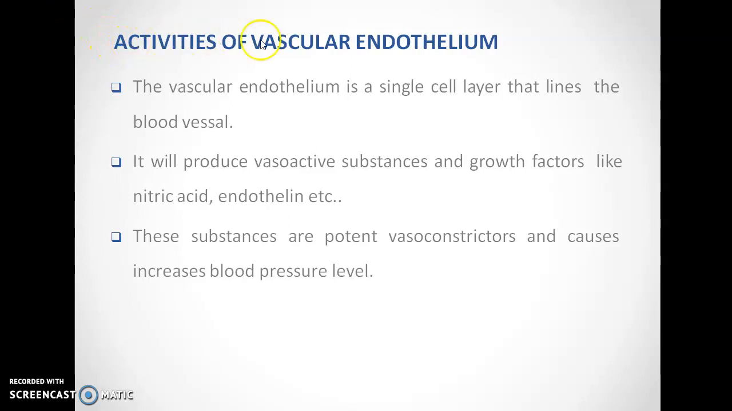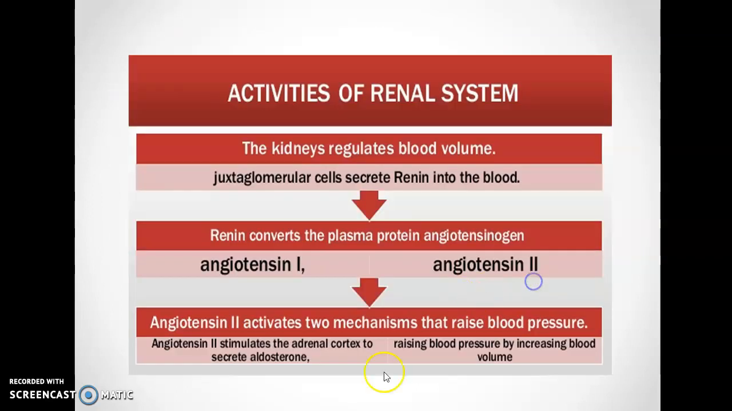Second is activities of vascular endothelium. The vascular endothelium is a single cell layer that lines the blood vessel. It will produce vasoactive substances and growth factors like nitric oxide, endothelin, etc. These substances are potent vasoconstrictors and cause increased blood pressure level.